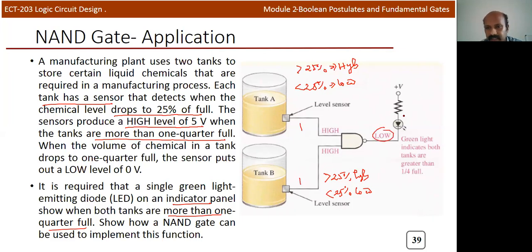And this LED is connected in a sinking configuration. So here is the plus 5 volt, and when the output of the NAND gate is low, you can see the LED will be in forward bias condition and the LED will be on. In all other cases, when the tank content is less than 25 percent, the input becomes low. If any one of the inputs is low, the output is high, or plus 5 volt. So in that case, one end is plus 5 and the other end is also plus 5. So there is no potential difference, and the LED will be in the off condition.